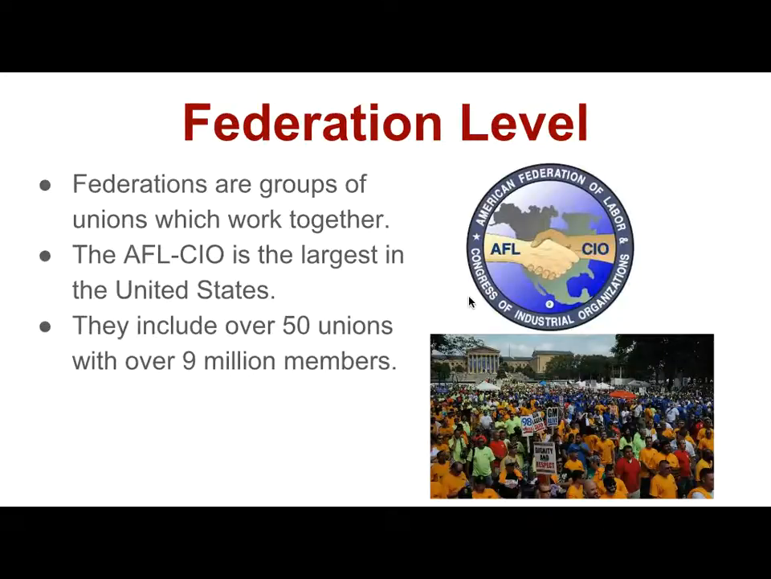These are two very large unions in the United States. All right, on a federation level, here we're looking at large groups of unions that come together and work together. The AFL-CIO is one of those that we've already discussed, and the largest in the United States. There are over 50 separate unions that are a part of the AFL-CIO. The AFL-CIO has over 9 million members. Now, this is, by and large, the largest union in the United States. But there are others out there, and there are other federations out there that are gathering together 6 or 8 or 9 unions to kind of work together and have that shared bargaining power.